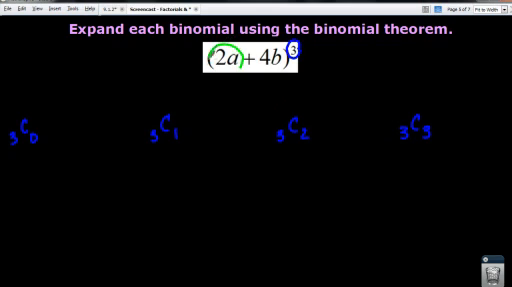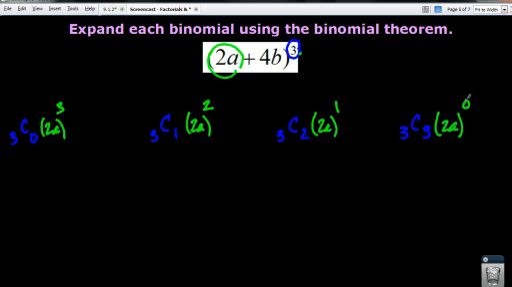Now we're going to start with our first term. That would be 2a. I'm going to go ahead and write all my 2a's here, and then we'll attach exponents in just a second. Our first term starts with our exponent on our binomial, which is 3, and then it descends until it reaches 0. So we start at 3, then 2, then 1, then 0. Now we have our second term, which is positive 4b, so I'm going to write 4b here on all of these.